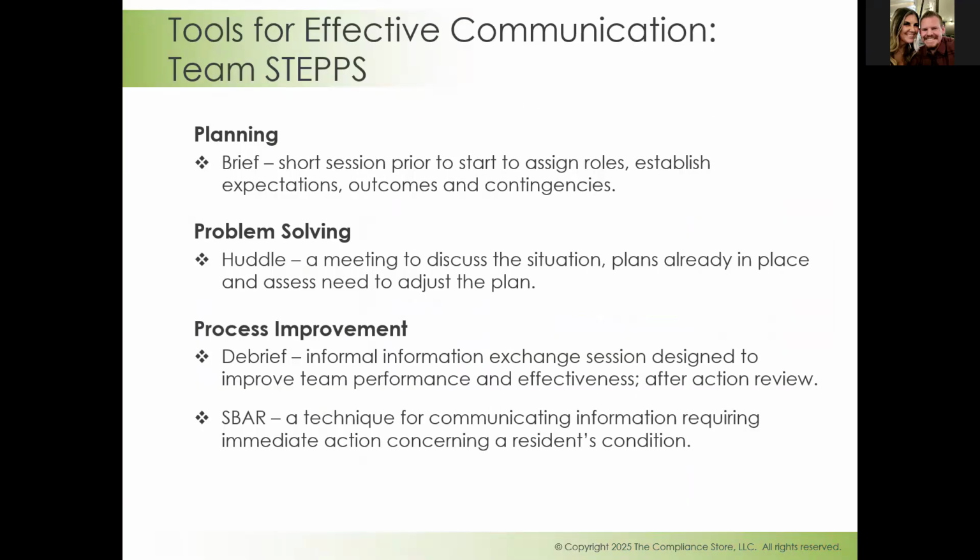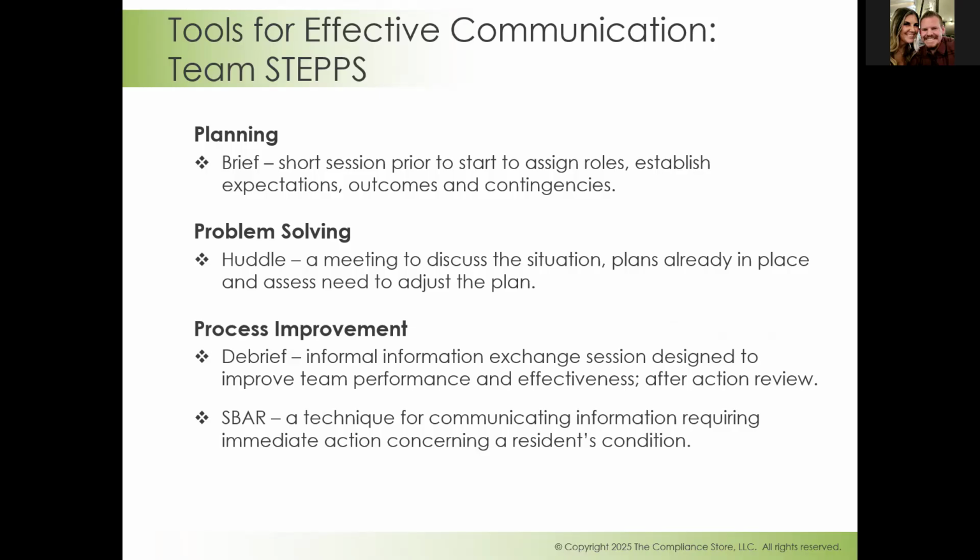So we have planning, a brief short session prior to the start of assigned roles to establish expectations, outcomes, and contingencies. Problem solving, huddle, a meeting to discuss the situation, plans already in place, and assess the need to adjust the plan. Process improvement.